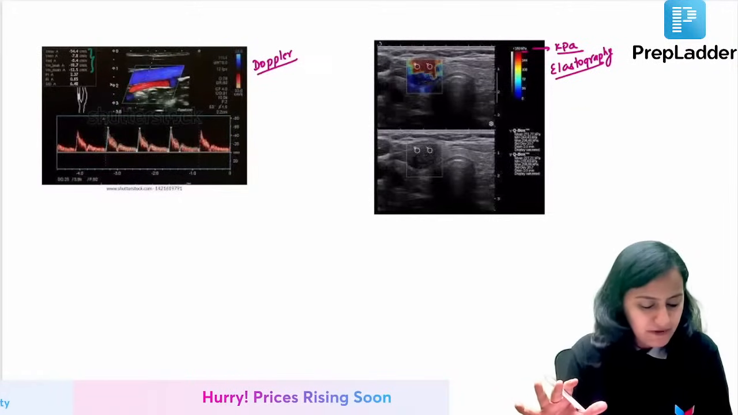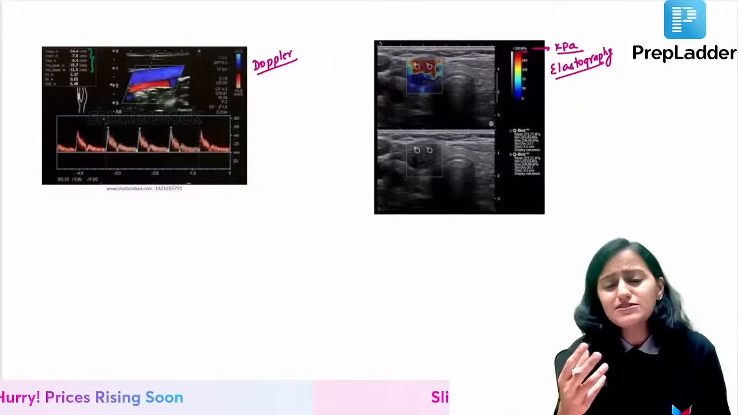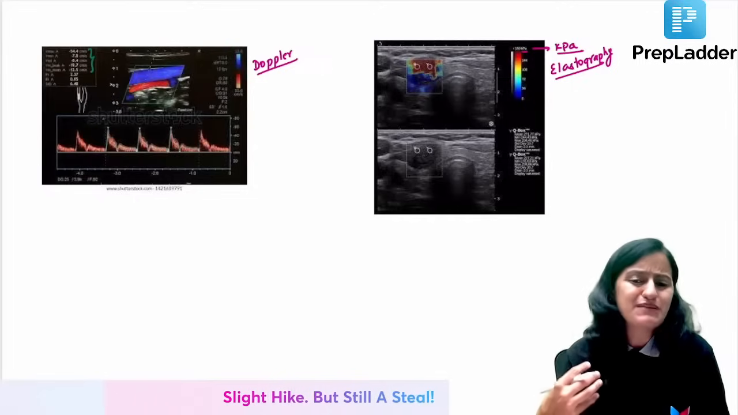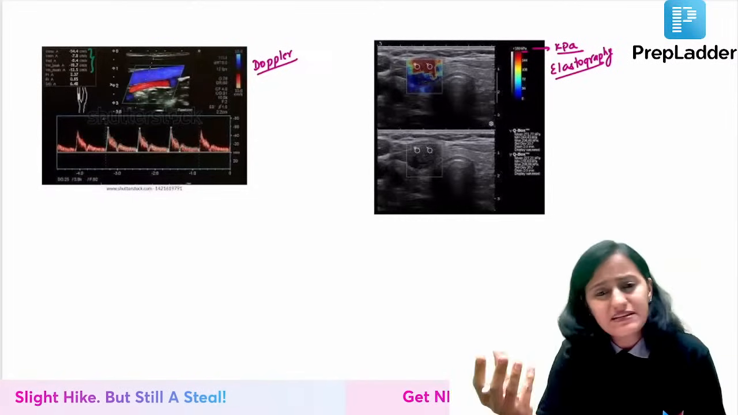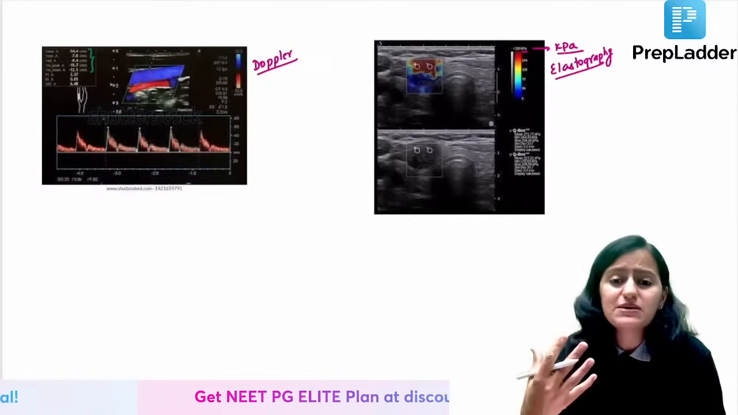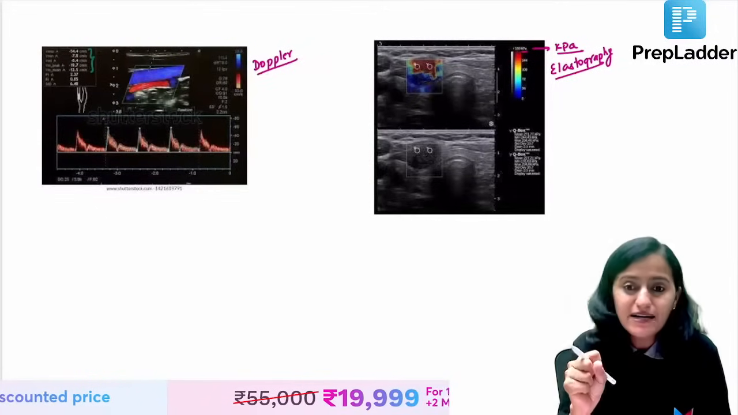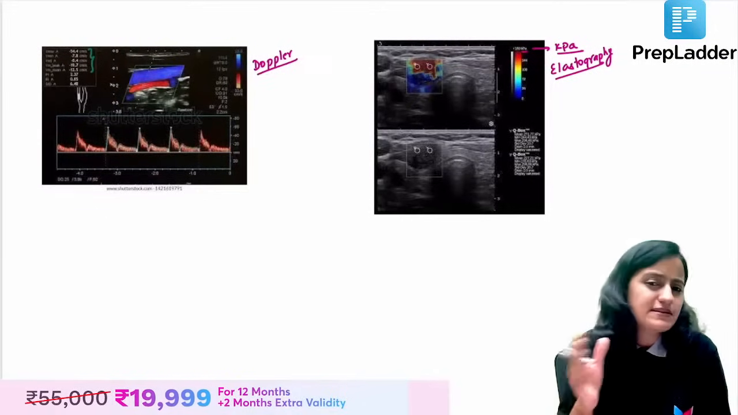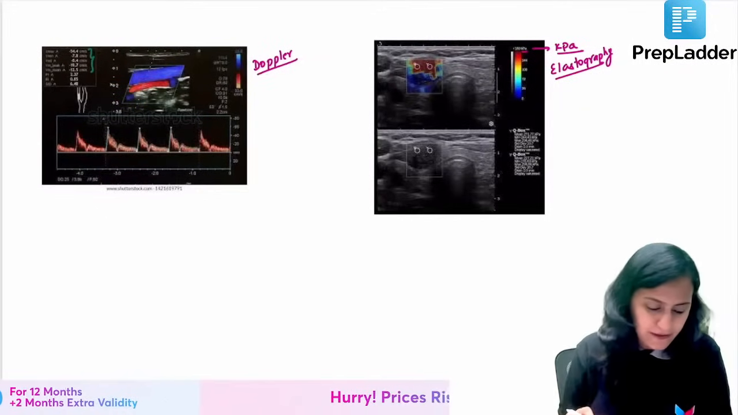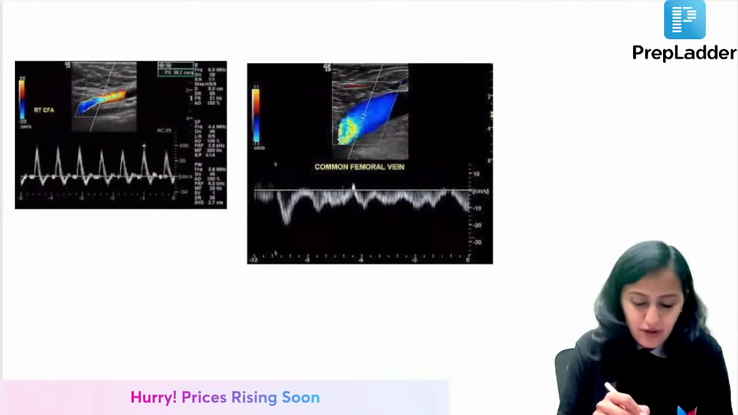Okay, clear with everyone? So, elastography is done in thyroid nodules, in breast lesions, liver lesions, etc., basically to see whether the lesion is benign or malignant. Malignant lesions are generally hard, so it helps you identify whether the lesion is soft or hard. Okay. All right, going to the next one.